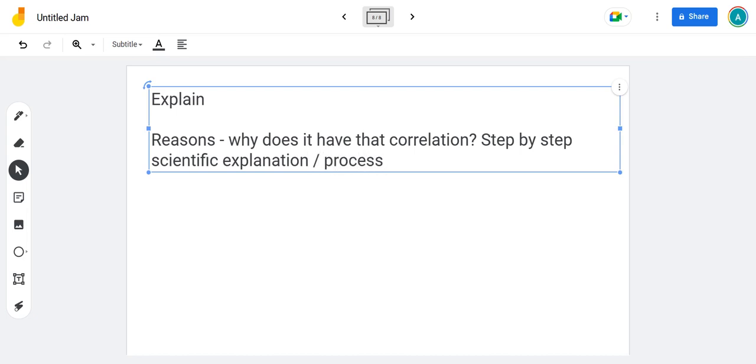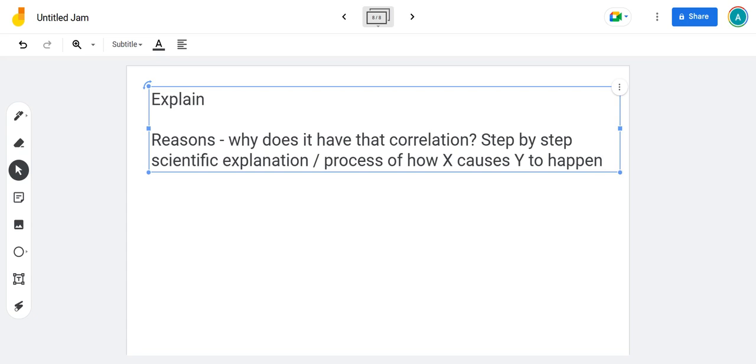All right, so explain questions are often reasons. Why does it have that correlation? You want a step-by-step scientific explanation, scientific process of how X causes Y. Okay, correlation is that as X increases, Y increases. Causation is that as X increases, it activates this protein which causes this enzyme to bind to this, blah, blah, blah, which causes Y to increase. That's an explanation, okay? Very, very different.